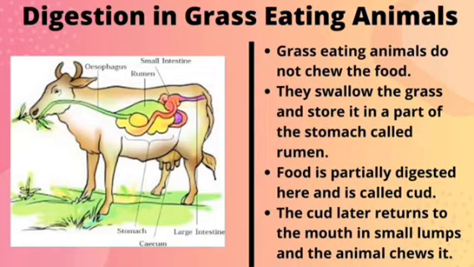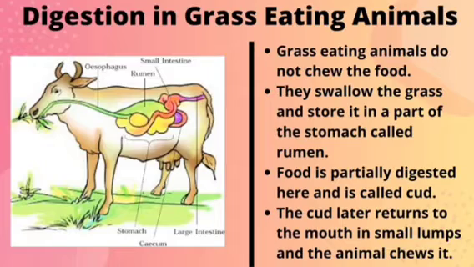So in the rumen, the food gets partially digested. It is not completely digested. And that partially digested food is called the cud. Now this cud later returns to the mouth in small lumps. So the half digested food comes back to the mouth in small quantities, and the animal keeps chewing it.